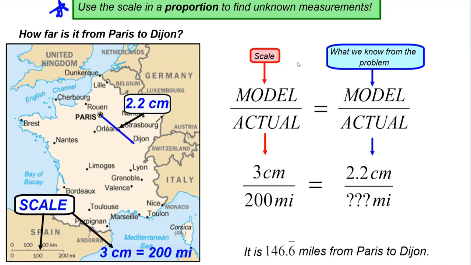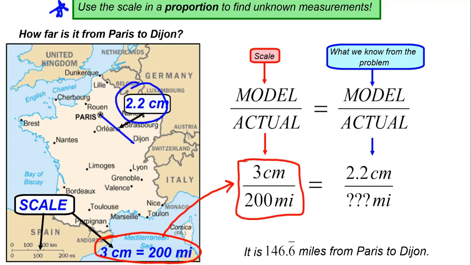So here is the question: how far is it from Paris to Dijon? We've got a map, and from Paris to Dijon on the map, it is 2.2 centimeters. But it is not actually 2.2 centimeters from Paris to Dijon. That would be a very short distance to travel across France. So we're going to look for the scale. And the scale is 3 centimeters equals 200 miles. So we're going to use that scale in a proportion. The model measurement to actual measurement ratio is 3 centimeters for every 200 miles. That's what the scale tells us. Now, the other ratio in our proportion is going to be what we know from the problem.